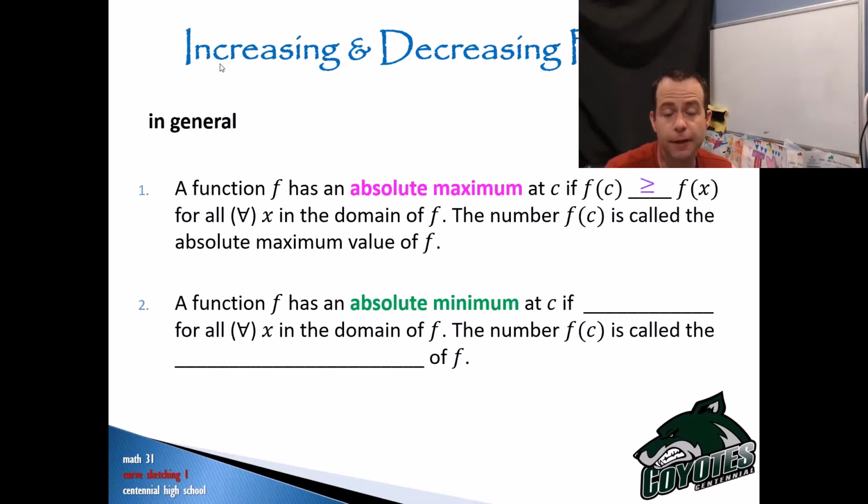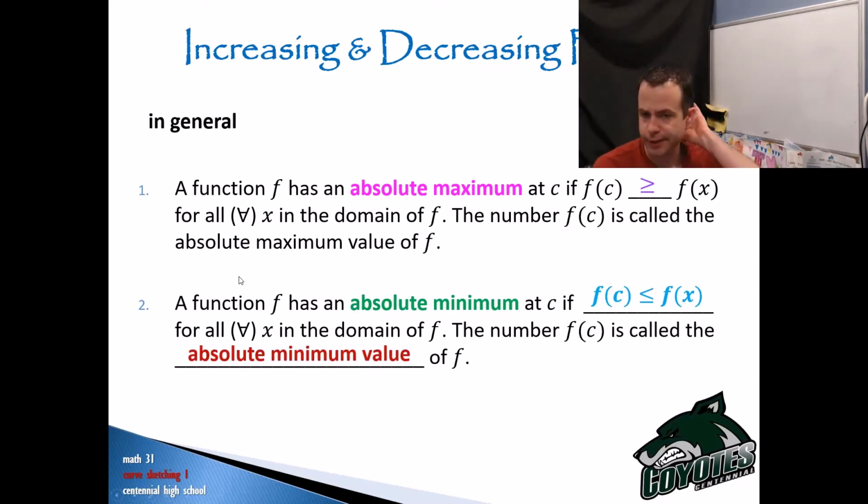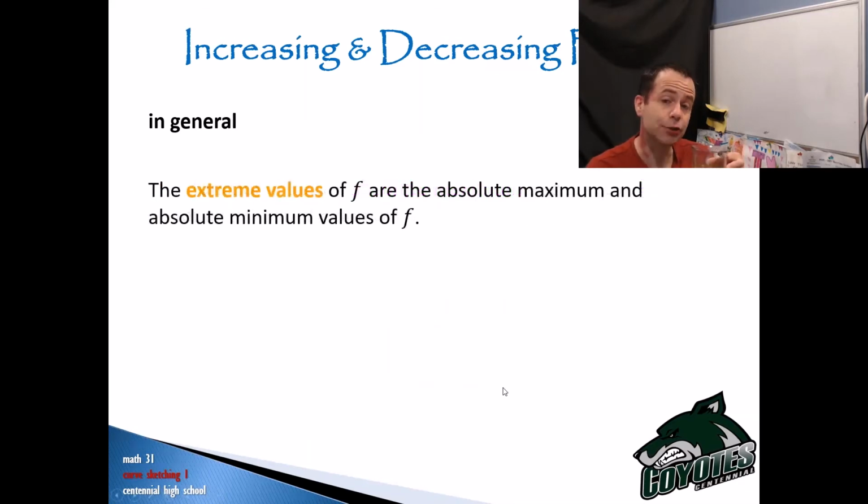A function f has an absolute minimum at c if f of c is less than or equal to f of x for all x values in the domain of f. And then the number f of c would be called the absolute minimum value. Nothing too strenuous there, just a little bit of wording that I want you to get comfortable with. The extreme values of f are the absolute maximum or absolute minimum values. So if you are asked to calculate the extreme values, that's all they're asking you to do.